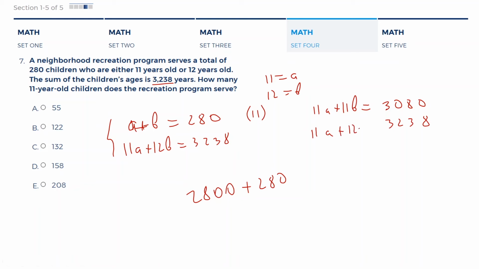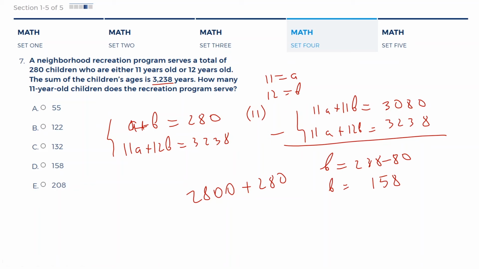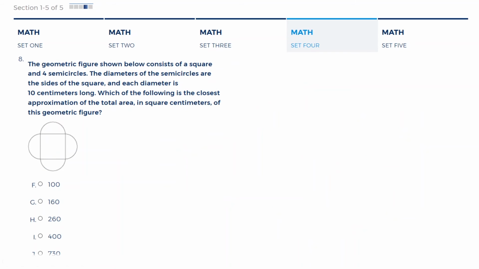11A, not even using a calculator. Screw the calculator. Subtracting, I get B equals 238 minus 80, so that's 158. And we are looking for how many 11-year-old children? Shoot. Okay, so A plus B is equal to 280, B is equal to 158. So A is equal to 280 minus 158, that is equal to 122. B. Great.